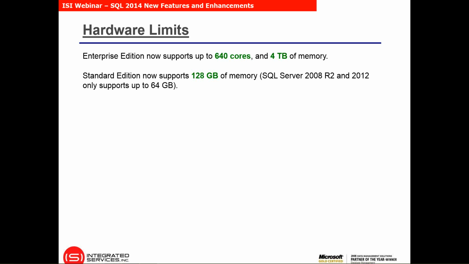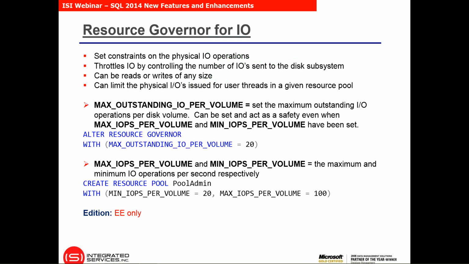Resource Governor has been enhanced. I like this as a DBA. It's pretty cool. It'll now let you set constraints on your physical I/O operations, and it throttles your I/O by controlling the number of I/Os that are sent to the disk subsystem, and this can be either reads or writes.